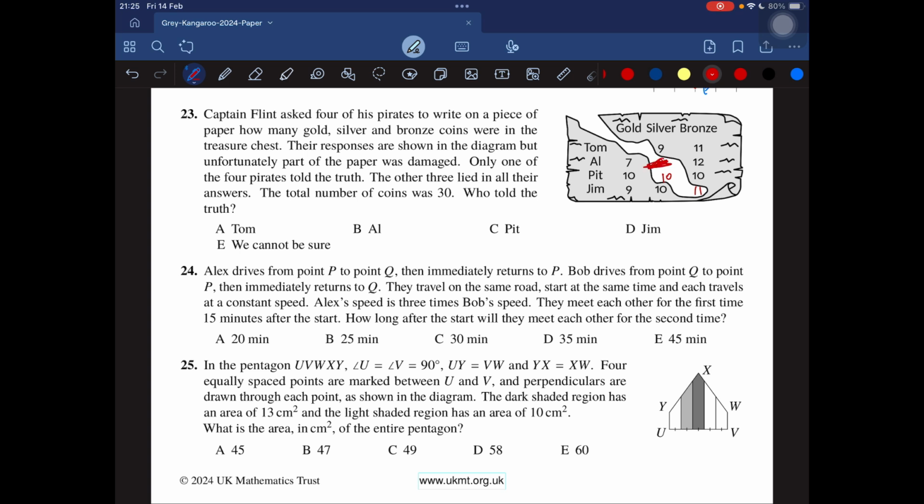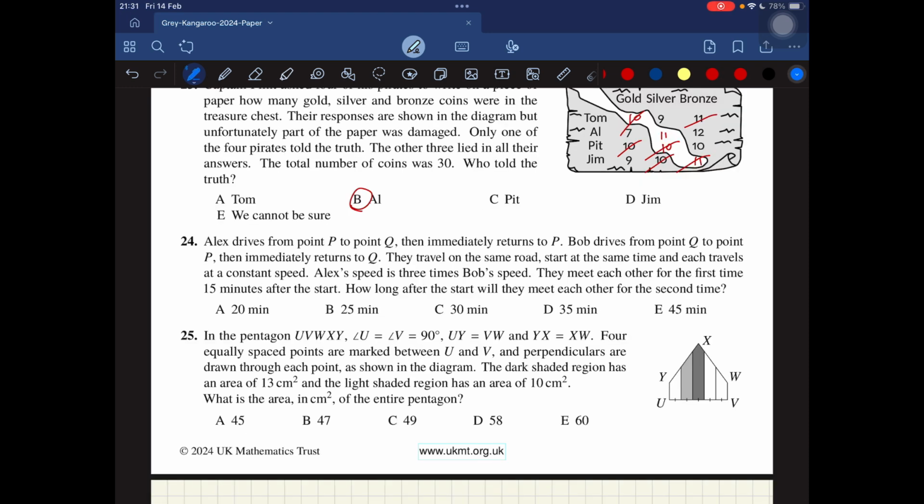Sorry. Oh, why is it not? And this is 10. So when it has a repeated number, it cannot be the answer, like this, because it's a lie. So all are telling the truth.